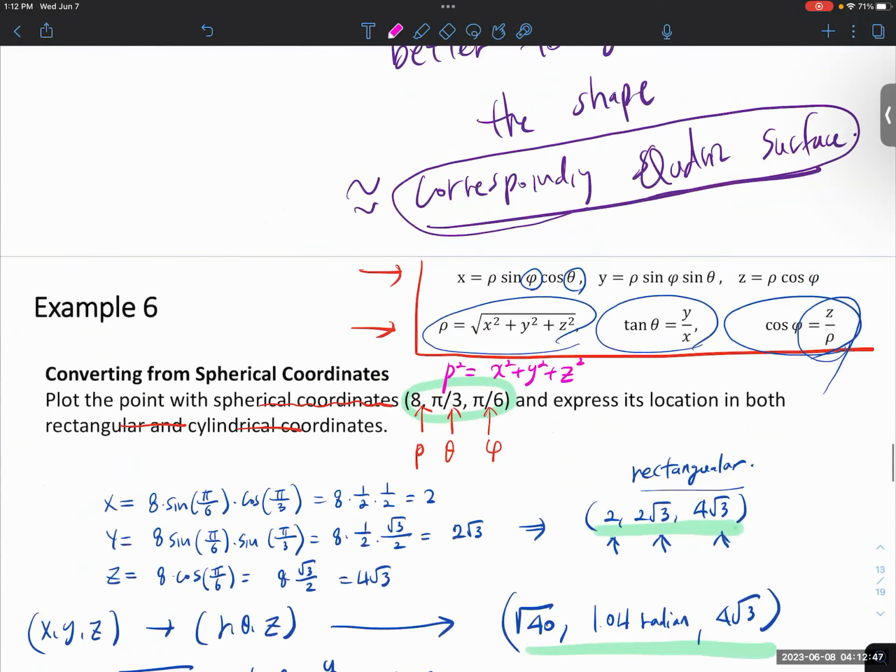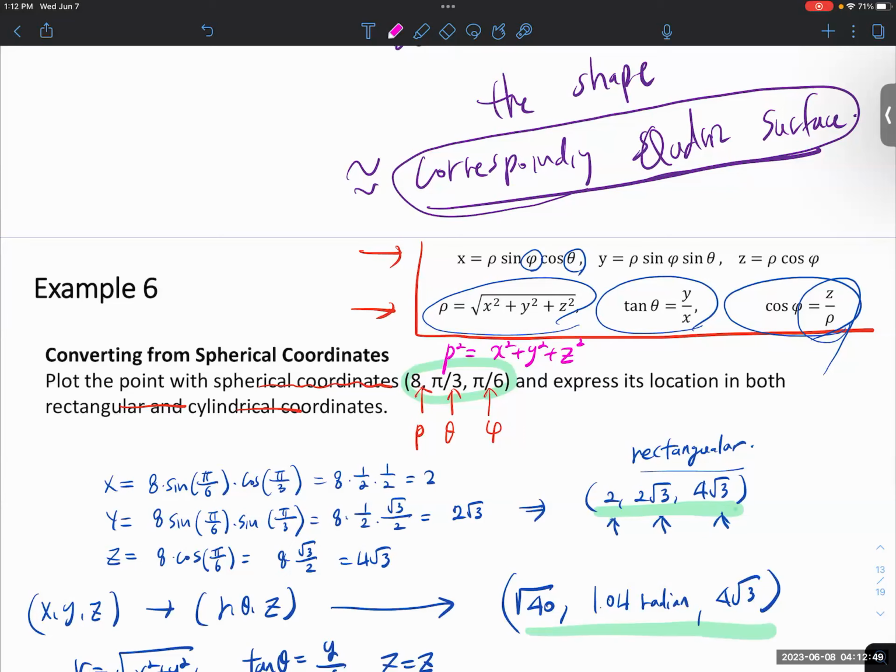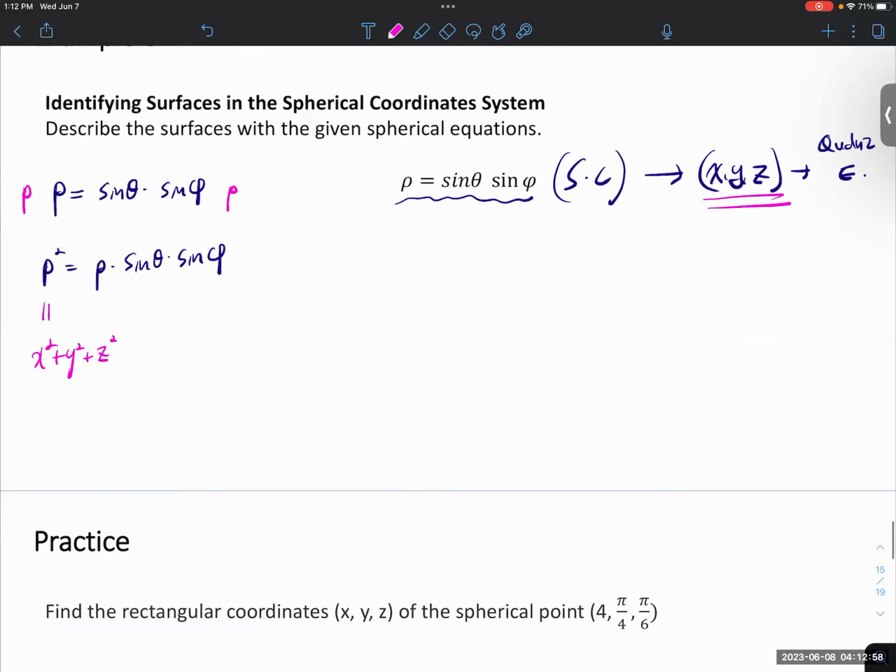So here, if you go up, rho times sine theta and sine phi, this is going to be y. So we have the information, same thing. This is going to be y. So let's do the work. That means x squared plus y squared, I'm going to move this around, minus y plus z squared equal to 0.